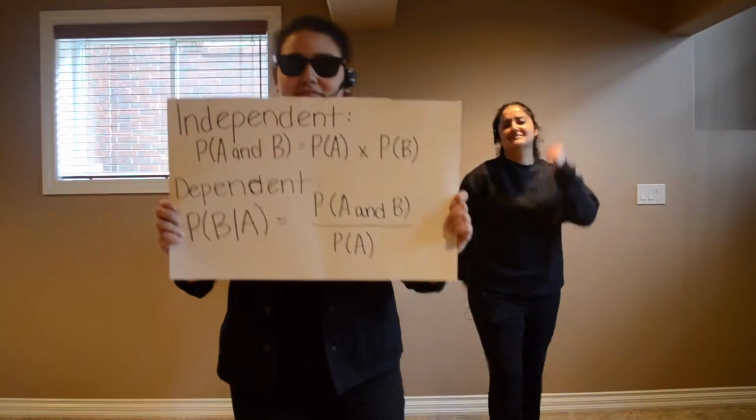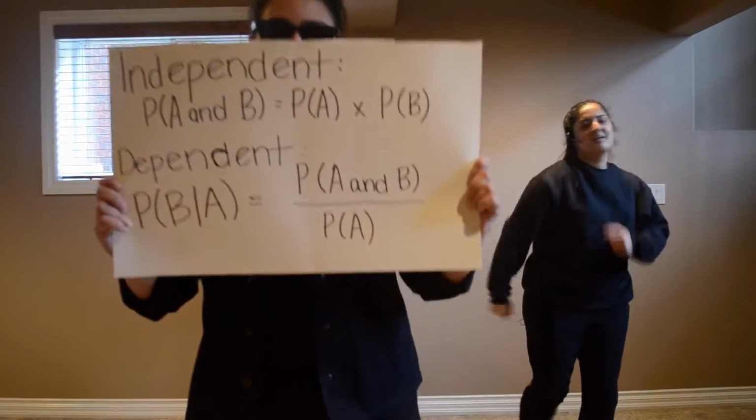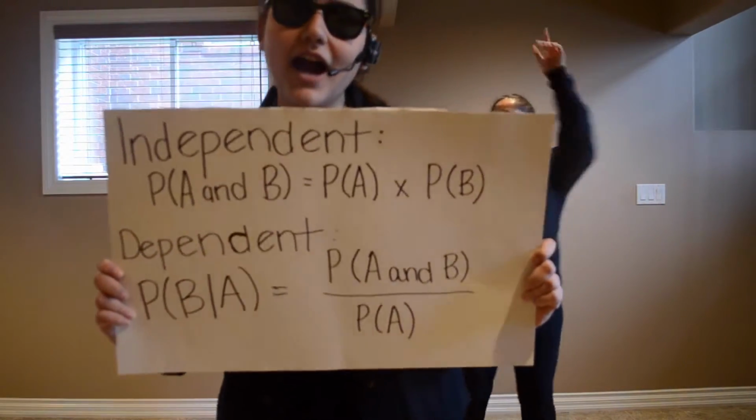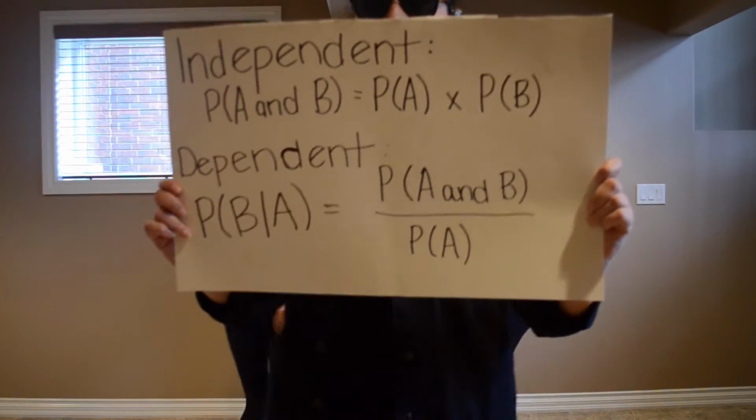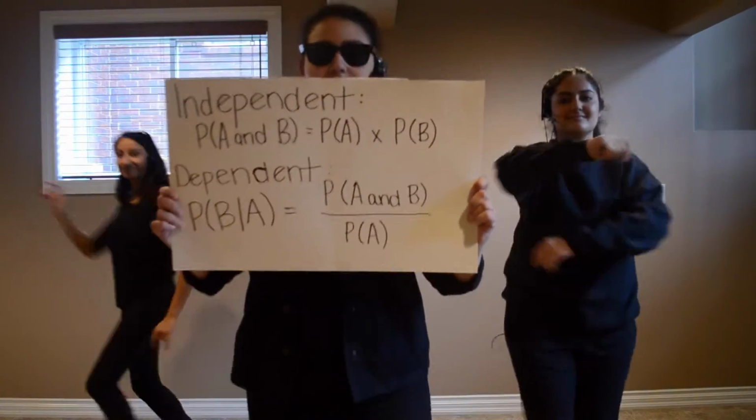On the other hand, dependent events are when the first event affects the second event. Dependent events use conditional probability, and the formula for dependent events is shown here.